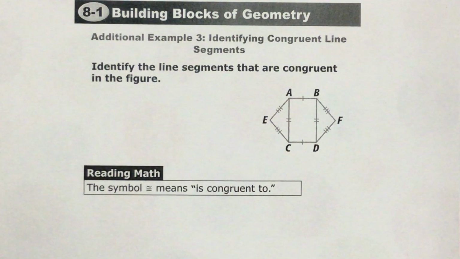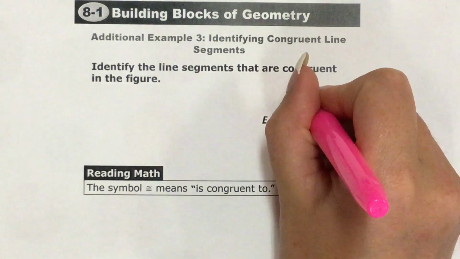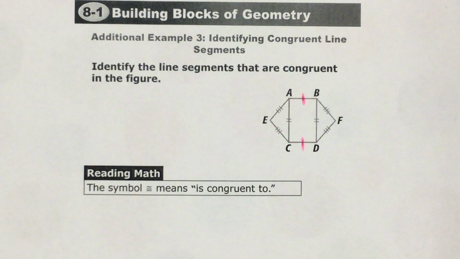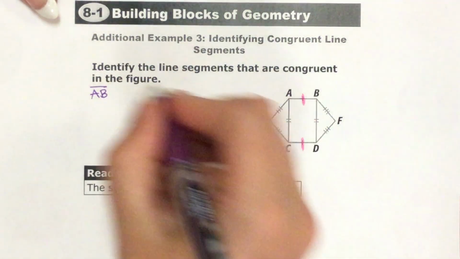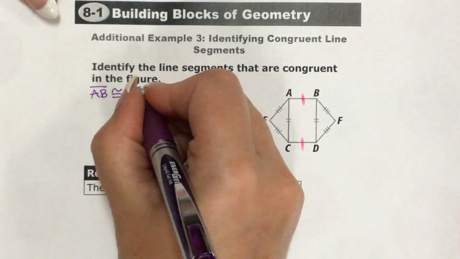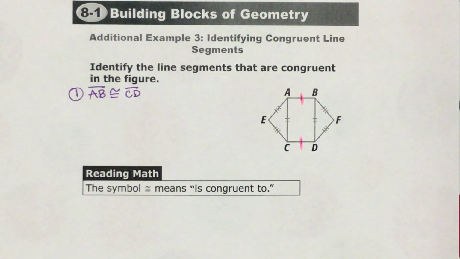The first thing I see is a line segment that has one tick mark. Do you see it? AB has one tick mark, and CD also has one tick mark. So we can say that those two line segments are congruent to each other. This is how we're going to do it: line segment AB is congruent to line segment CD. Boom! That is one.